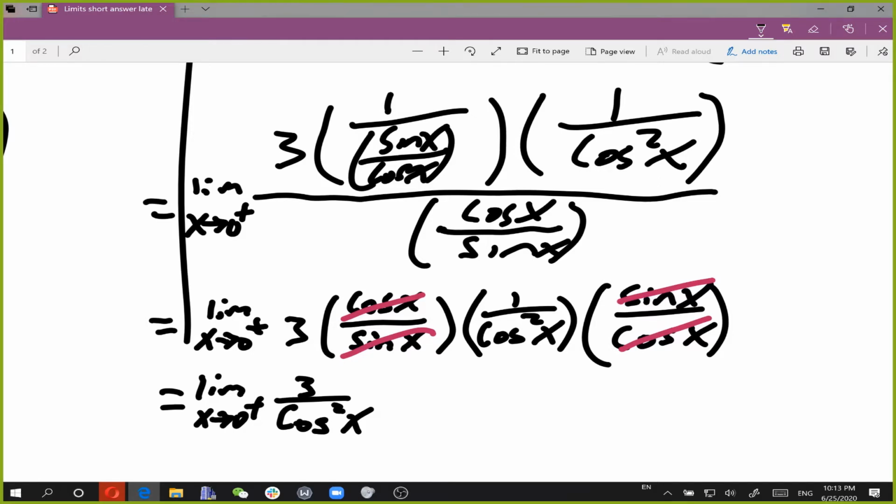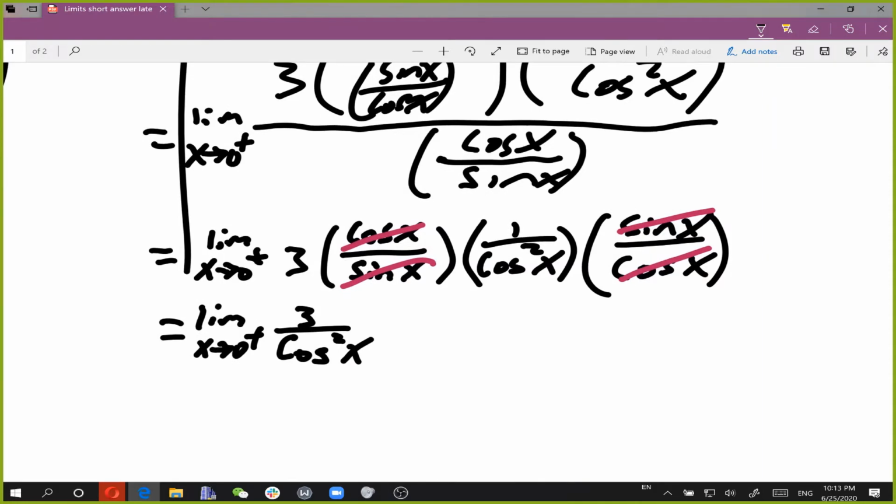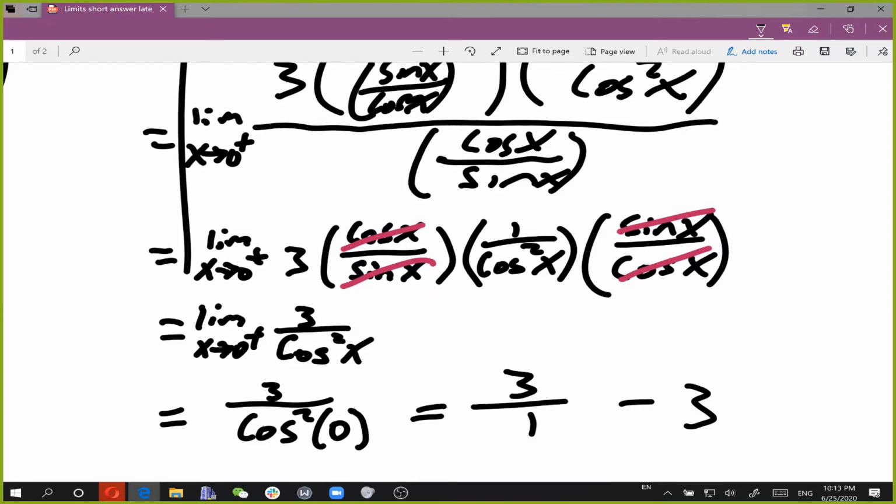So my cosine at 0 is 1. So from our unit circle, cosine is my x value, and at 0, everything is my x value, so this would be 1. So when we go ahead and plug in 0 plus a little bit, this will be 3 divided by the cosine squared at 0, which would be 3 divided by 1 is 3. Okay, any questions on this one?